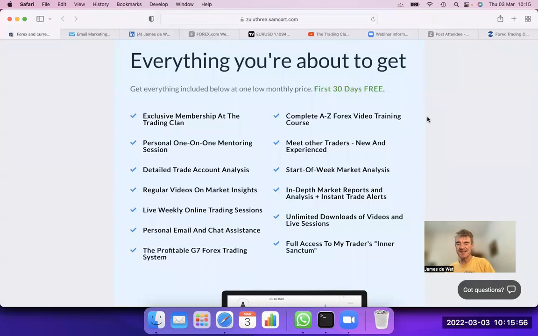And again, this funny word, inner sanctum, but really that's access to me, access to these sessions, access to my trade analyses, access to the trade alerts, the online trading sessions, trade account analysis, and the one-on-one mentoring setup. Let me repeat that clearly. One-on-one mentoring opportunity. So all of that forms part of the inner sanctum. So that's what you get. And that was the question. What do I get? What should I expect when I join the Trading Clan? Well, there you go. It's on this page, and it's now on this video too.